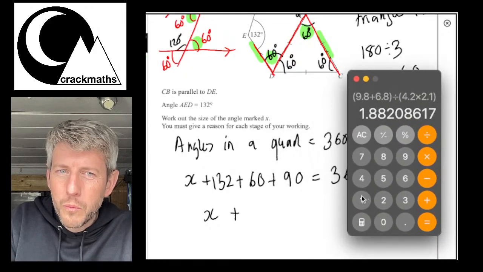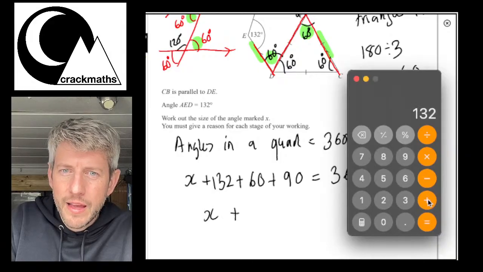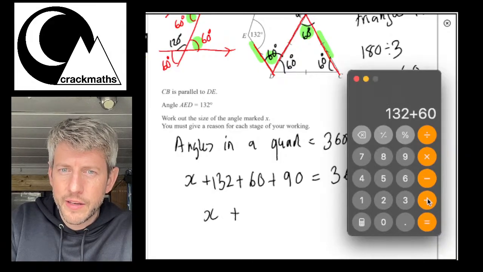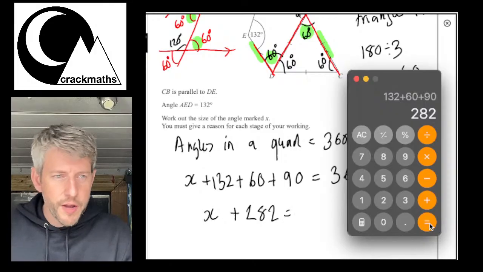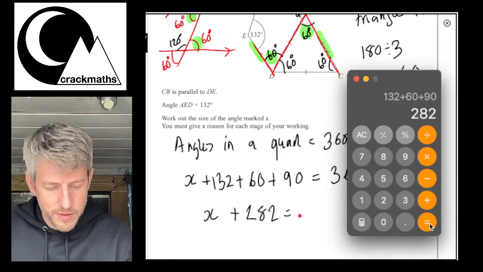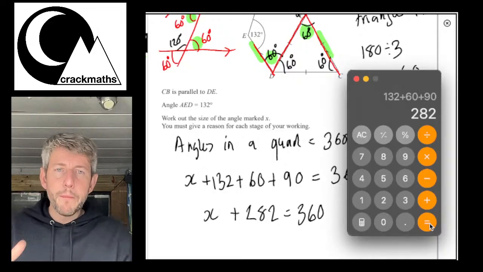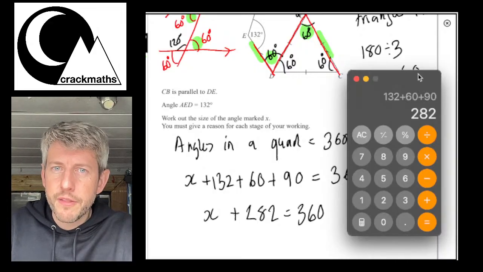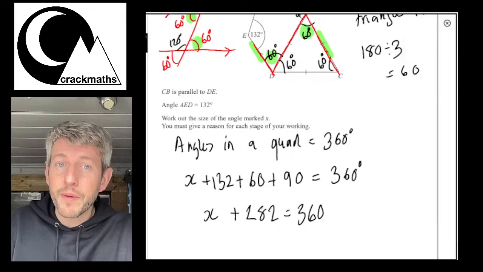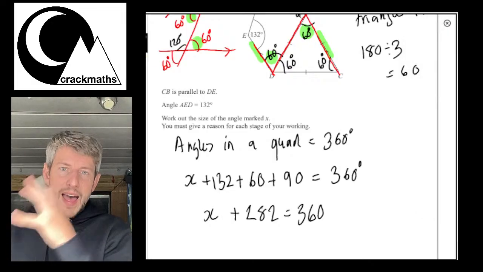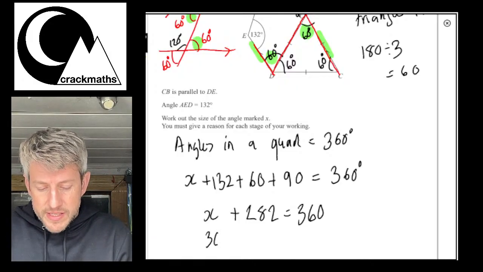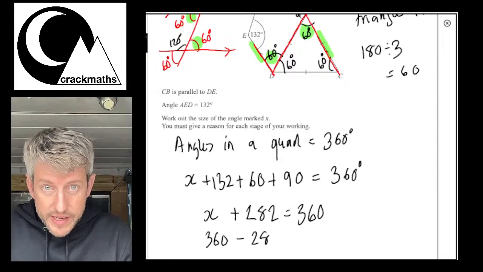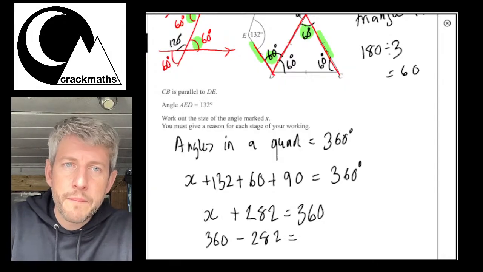So if I do 132, add 60, add 90, and I get what this equals. So this equals 282. I know that x plus 282 will equal 360. Now remember, if two things add together to make a third thing, then I can find out the missing thing by taking one of the things away from the other. So x combined with 282 makes 360. So 360 taking away the 282 will equal that missing value x.